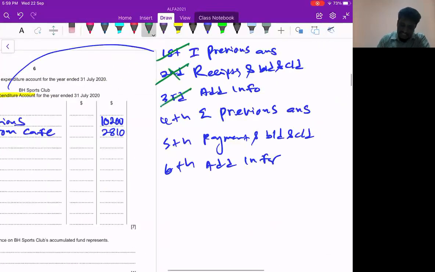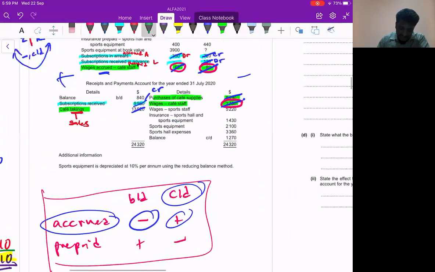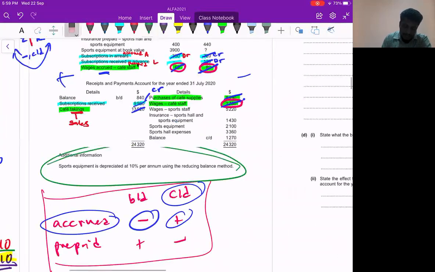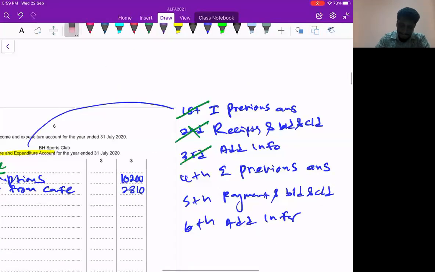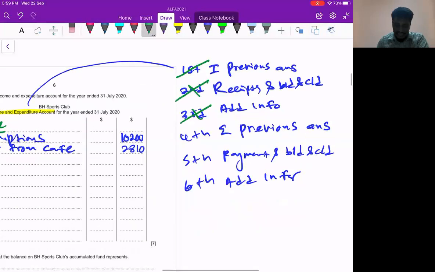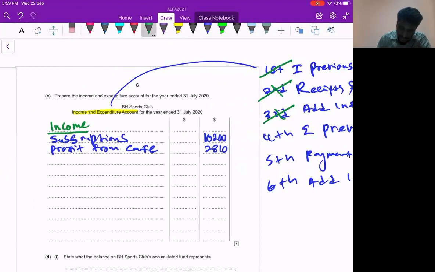Then check the additional information. There's only one additional information. They talk about depreciation, so no income. It means we are done with the income. We have only these two incomes. Just total up these two and write here.